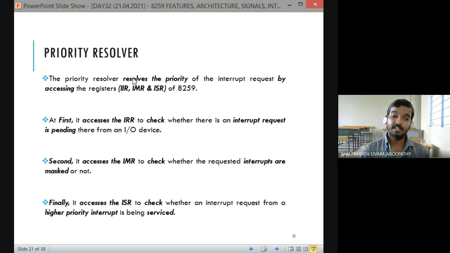Internally there will be a circuit like the ones we saw for the 8085, so we are not studying that in detail. The priority resolver is a block. It has access over IRR, IMR and ISR. Based upon the condition of IRR, IMR and ISR, it will accept one of the interrupts and generate the interrupt signal. That's all. Fine. Note one thing: at any point of time, only one interrupt can be serviced. Okay, fine. Shall we move to the next slide?